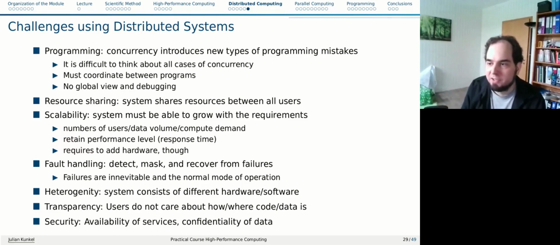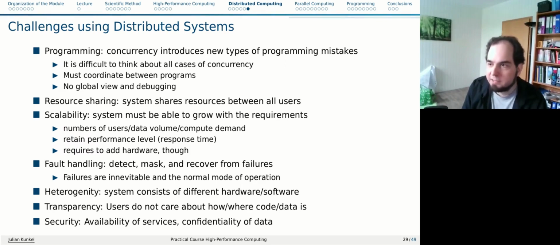We have systems that share resources between all users. Not only your program runs, but many programs potentially. We have scalability. We want to grow with the requirements, which can be the number of users, the data volume, or the compute demand. But at the same time, we want to retain the performance level, which is response time. This requires us to add hardware, for example.